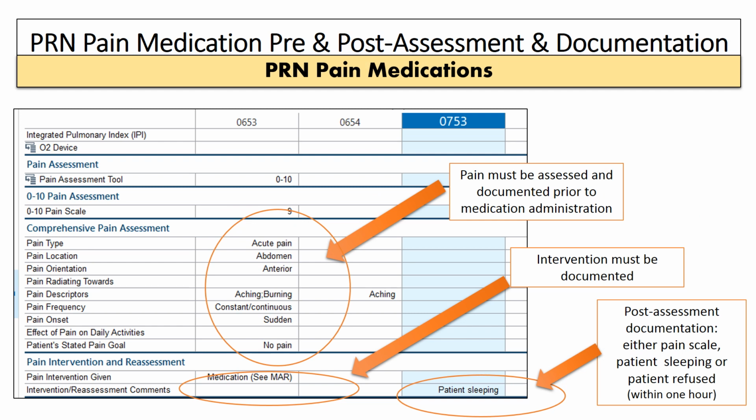So, PRN pain medication pre- and post-assessment documentation. Pain must be assessed and documented prior to the medication administration. Your intervention has to be documented, and then a post-assessment must be documented.